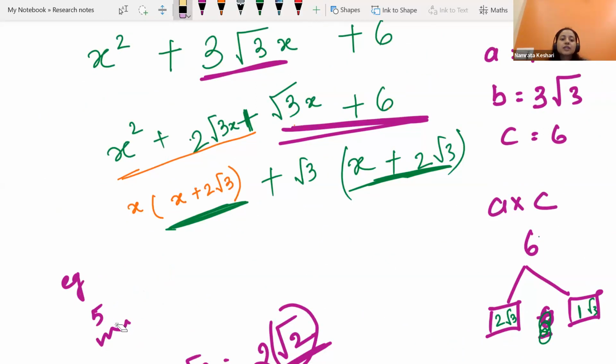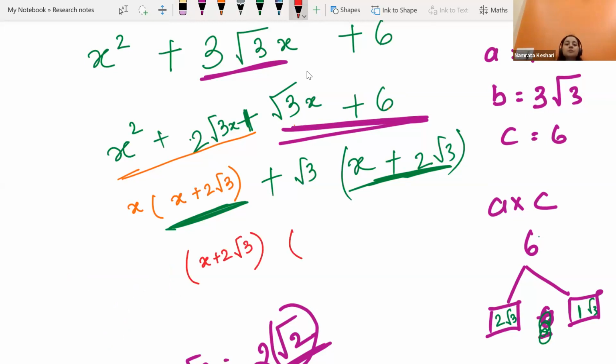This question will only be crystal clear to you when you understand splitting the middle term very well. If that is still not clear, then you need to practice questions. Leave this type of question and first practice splitting the middle term questions. And we are having x plus 2 root 3 in one bracket and x plus root 3 in the other bracket. Any confusion so far?